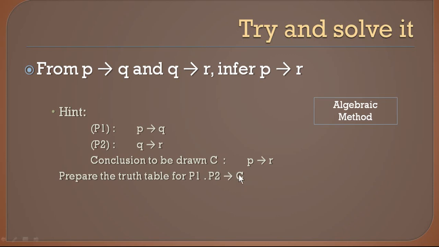I'll explain how to do this. From P implies Q and Q implies R, infer P implies R. Using the algebraic method, the first term P1 is P implies Q, then P2 is Q implies R. The first two terms are the premises, and the conclusion drawn, C, is the last one, that is P implies R. You already did this one with the truth table method. Now you are going to solve it using the algebraic method, step by step.